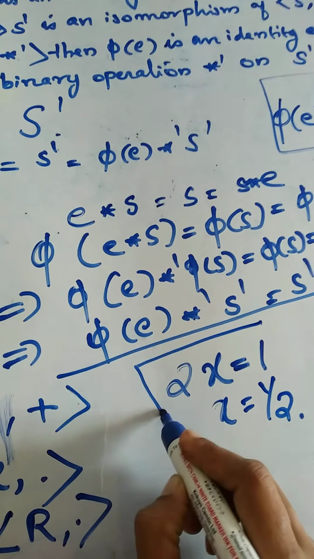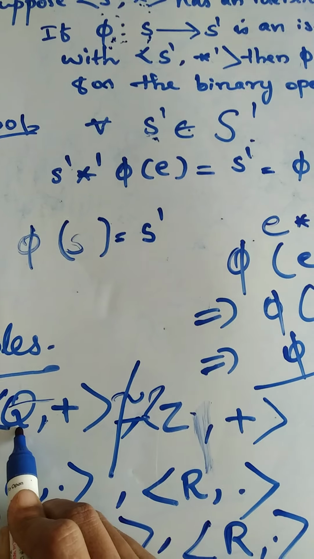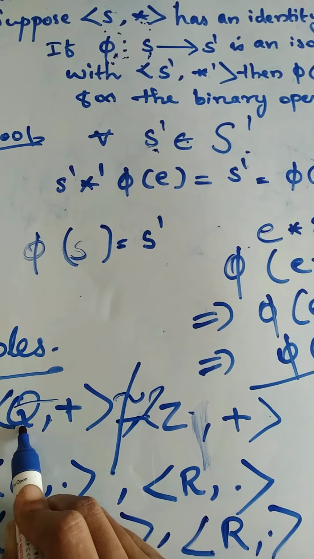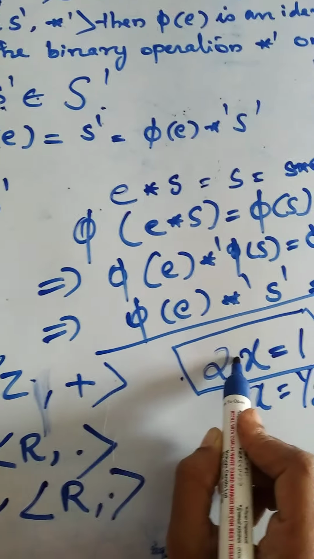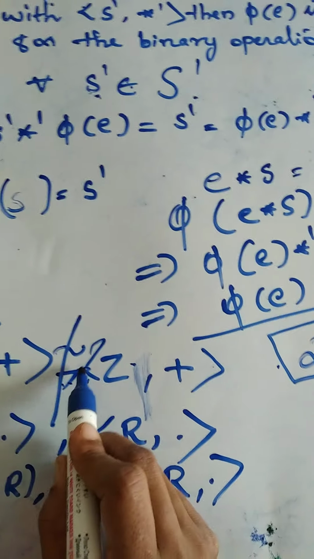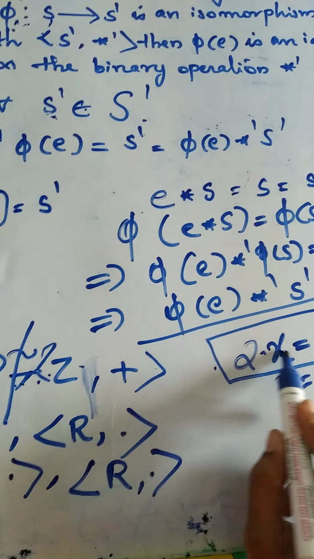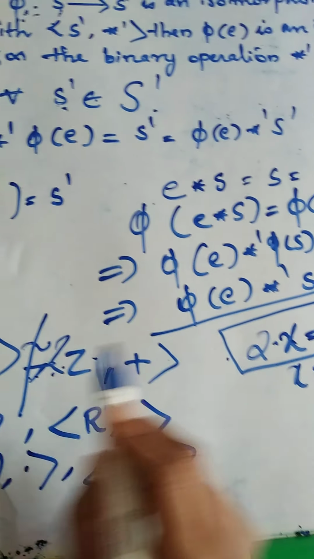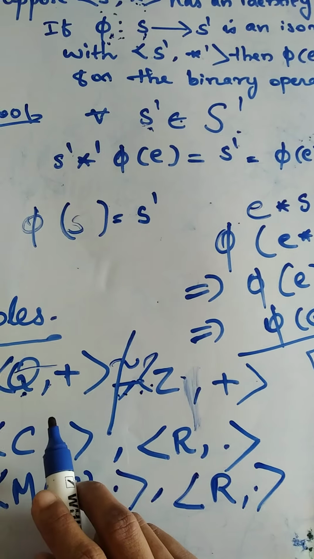So this equation has a solution in Q. Is it clear? Does it have a solution in Z? Its solution is 1 by 2. Does 1 by 2 belong to Z? Is it an integer? No, it is not an integer. So this equation has a solution in Q plus, but does not have a solution in Z. So these two algebraic structures are not isomorphic.